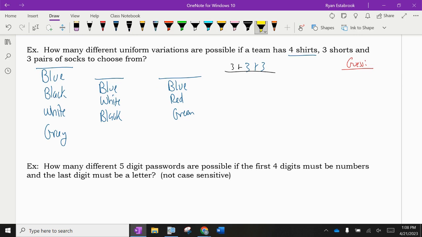Now if I go to the blacks, I could go black, blue, blue, black, blue, red, black, blue, green. How many? Black, white, blue, black, white, red, black, white, green. 3. Black, black, blue, black, black, red, black, black, green. 3. So 3 plus 3 plus 3 is 9. How many different variations do you think we can get out of the white? How many out of the gray? How many total?